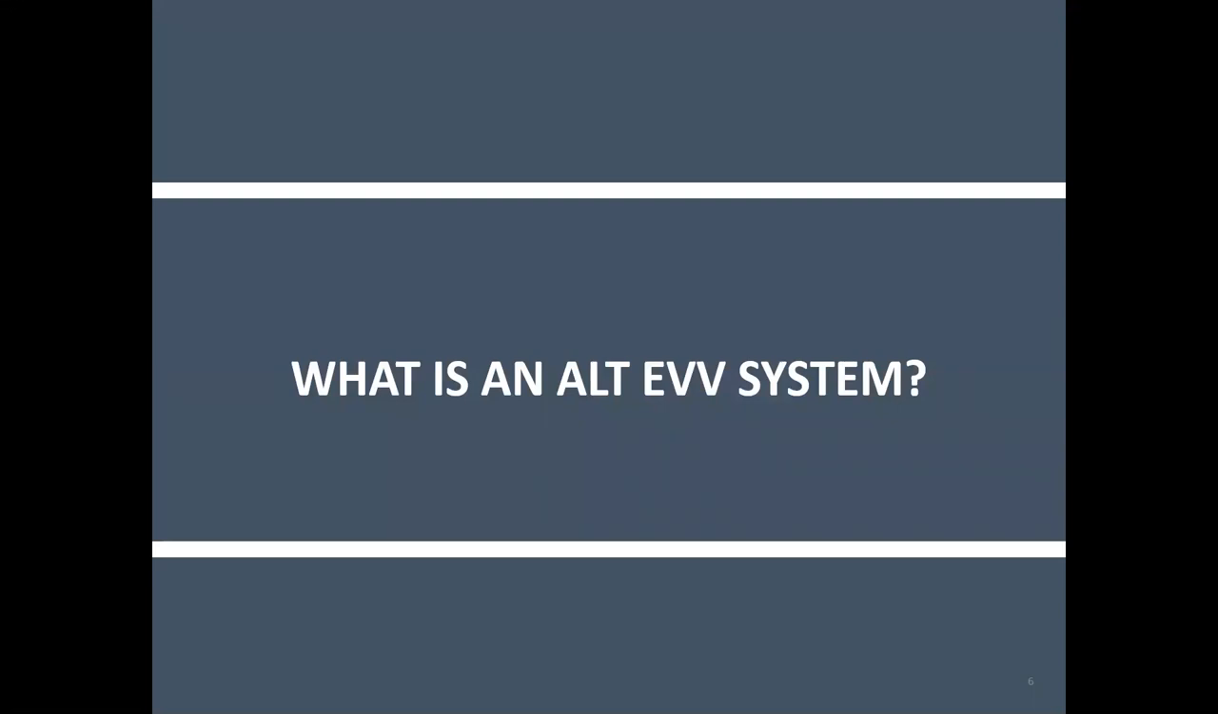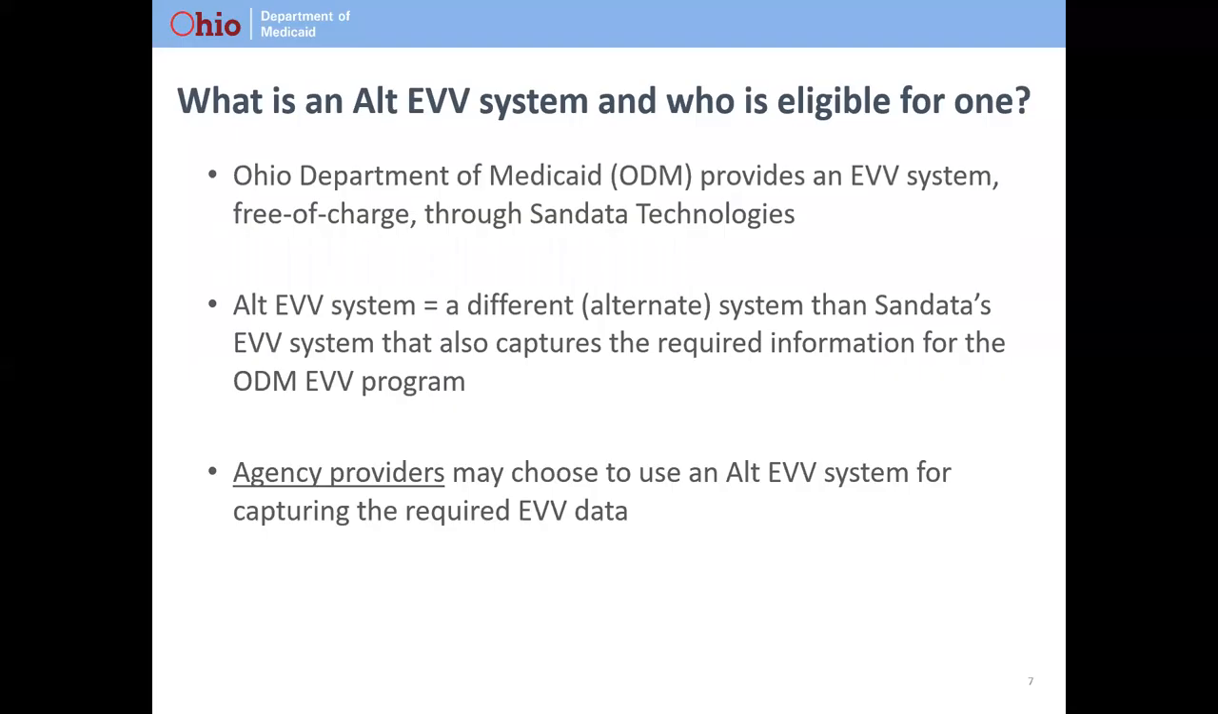We'll begin with what is an alternate EVV system. The Ohio Department of Medicaid provides an EVV system free of charge through Sandata Technologies to all providers who would need to use it. An alt-EVV system is a different or alternate system other than Sandata's EVV system that also captures the required information for the ODM EVV program. Agency providers may choose to use an alt-EVV system for capturing the required EVV data. At this time, only agency providers may choose to use an alternate EVV system.